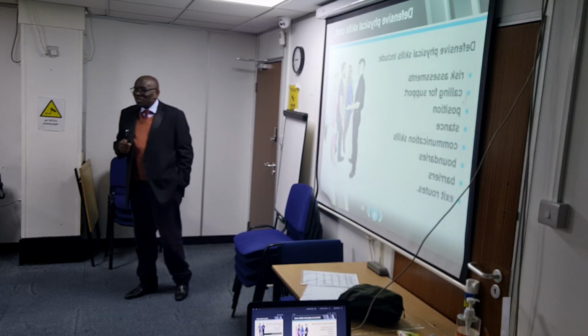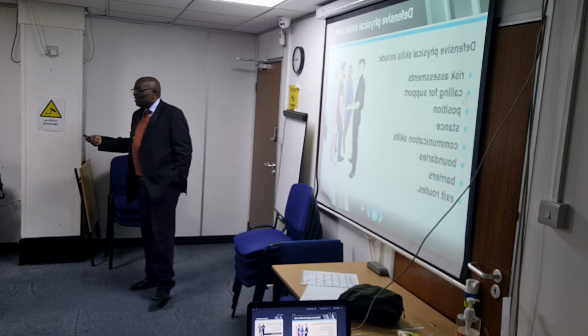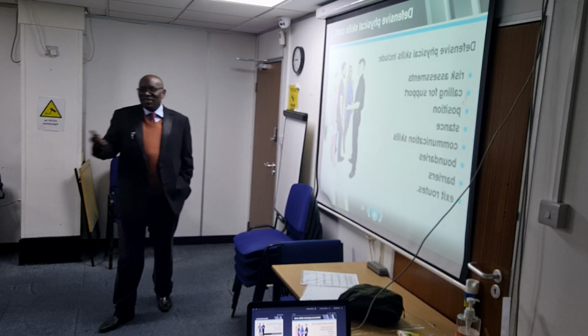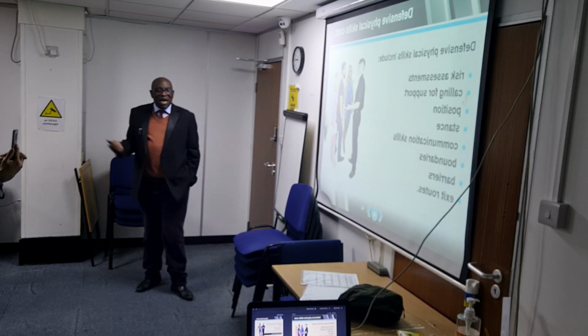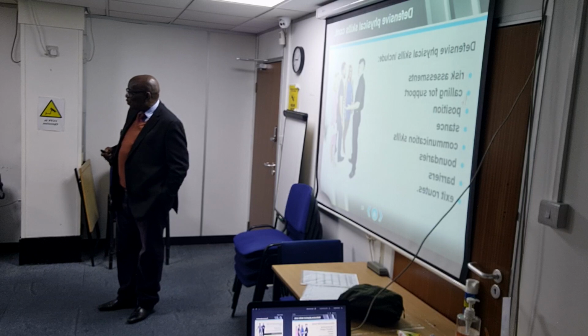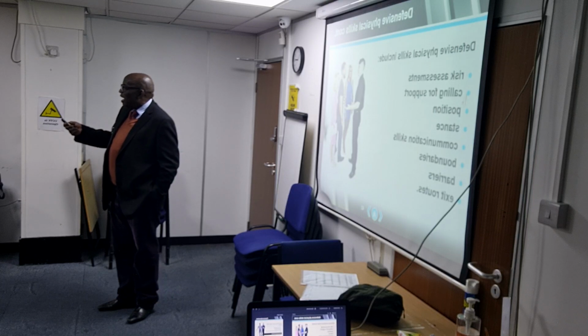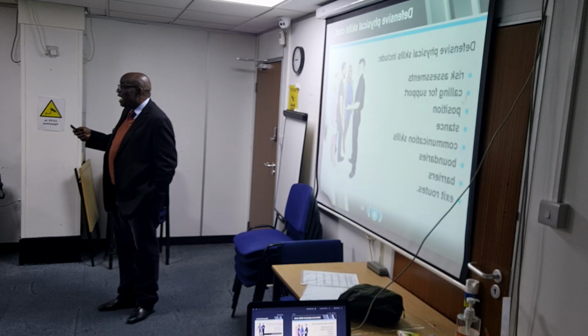So defensive physical skills, what are the examples? Risk assessment, calling for support, position, stance, communication skills. Yes? Boundaries, barriers, and exit route. I've mentioned to you examples of exit routes, and I mentioned specifically the one I use at home. Exit routes. Yes? You remember those types? Yeah. Okay.